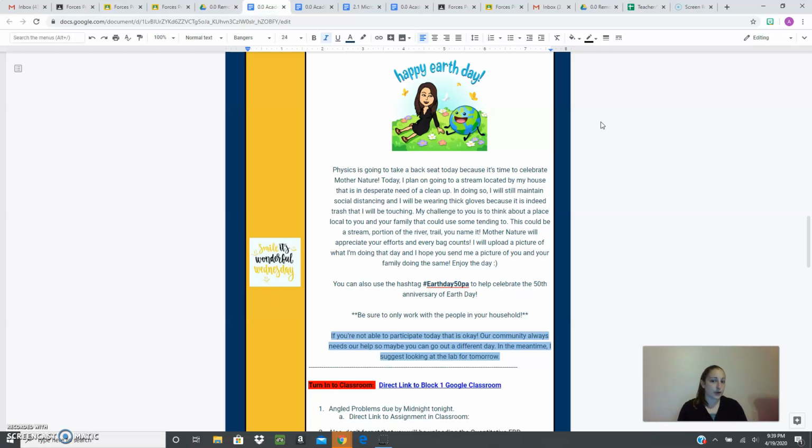So, since it's Earth Day, I'm going to be going to a local stream that's pretty close to my house that sadly has a lot of trash built up. There are plastic bags along the trees. There's a popcorn tin. There is just a lot that shouldn't be there. So I'm going to take that day and go out and clean up at least a portion of the stream as much as I can.